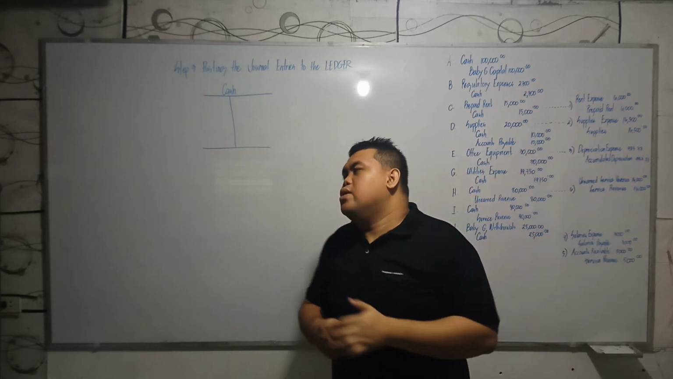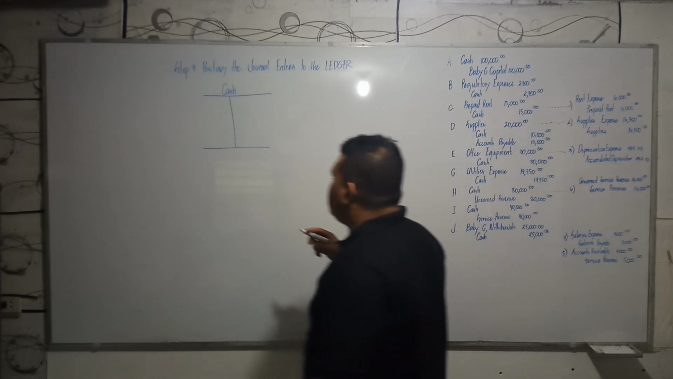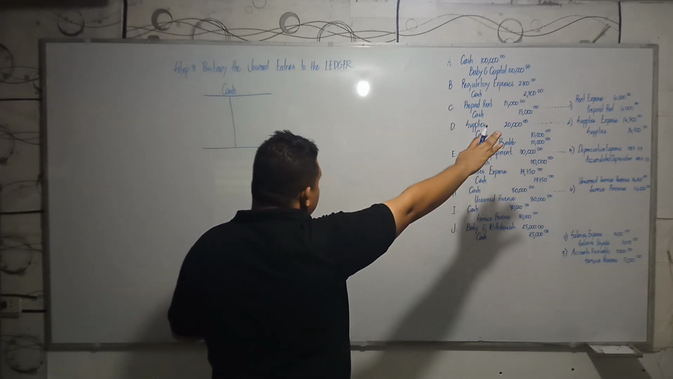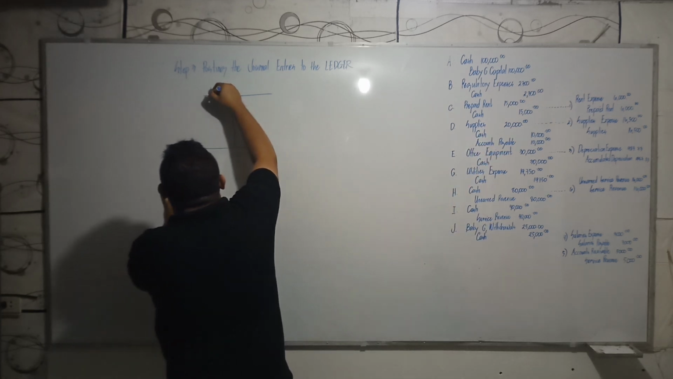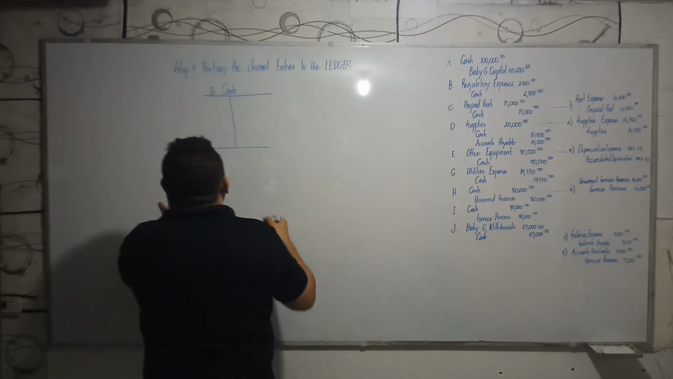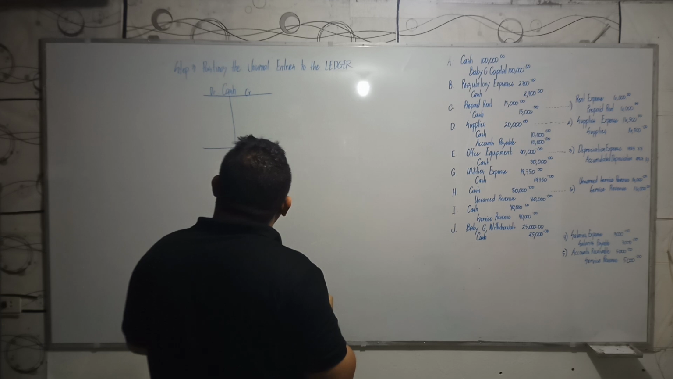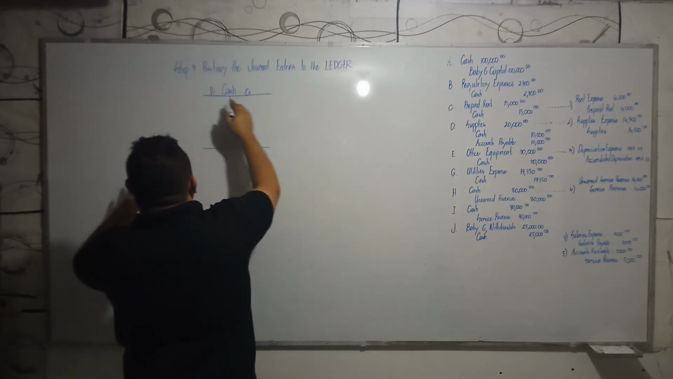Okay, so let's have the cash. Cash is 100,000. So you have to put that in the debit, because cash is a debit, right? So the debit side is actually on the left side. That's the debit side. And then the credit is on the right side. So, how are we going to post? Just put that 100,000 right here.